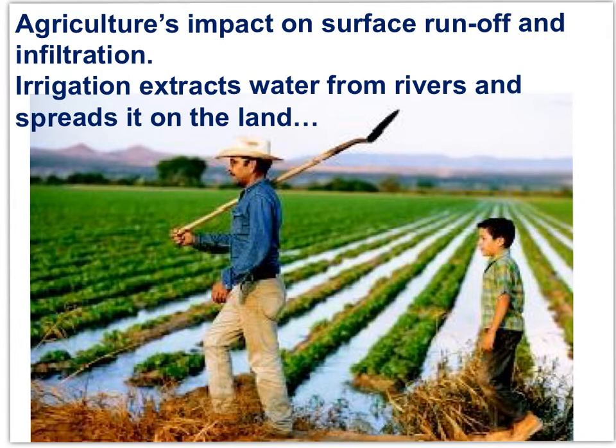Agriculture has an impact on surface runoff and infiltration. Irrigation extracts water from rivers or from groundwater and spreads it out on the land. Now, as I present images of the human impact on the hydrological cycle, I want you to be thinking, what's the impact? Is it extraction and a reduction of storages? Is it a redistribution by canals or dams? Is it a change in the rate of evaporation, infiltration, or runoff? Or is it a change in the quality of the runoff? Or is it some combination of these 4 ways in which humans have an impact on the water cycle?